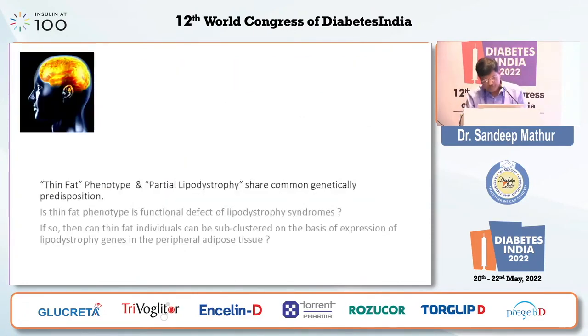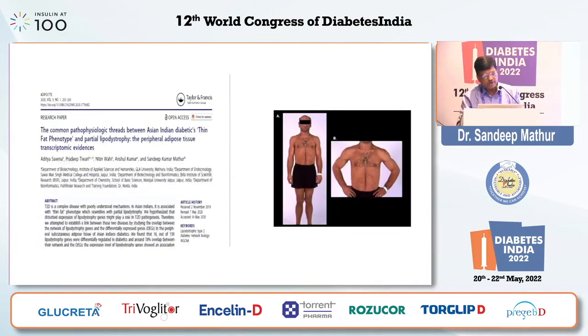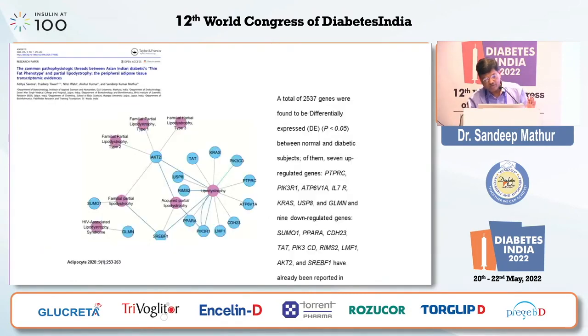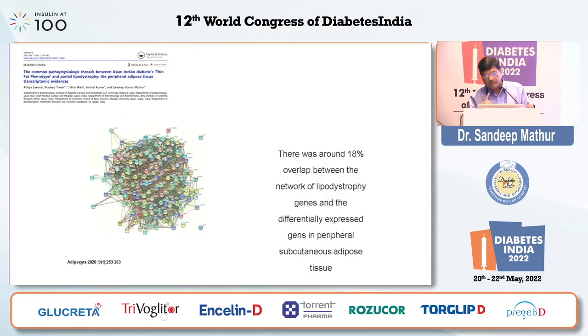So in the second experiment, we looked for a common pathophysiological thread between the Indian diabetics' thin fat phenotype and partial lipodystrophy, in peripheral tissue transcriptomic evidence. We developed a network of lipodystrophy genes and looked at their expression. There was an 18% overlap between the network of lipodystrophy genes and differentially expressed genes in peripheral tissue. This is so much, because in any tissue there are so many other pathways acting, but 18% overlap is a good overlap.